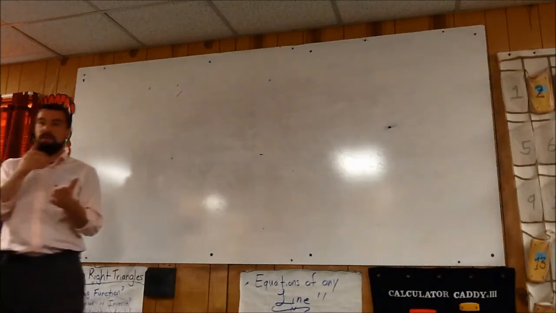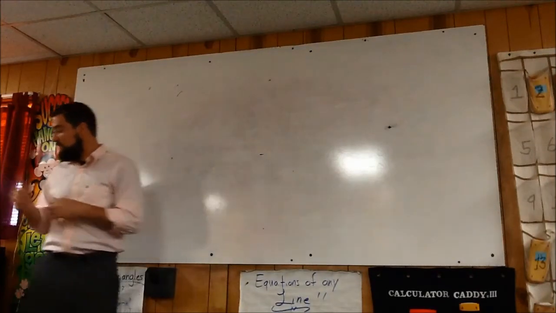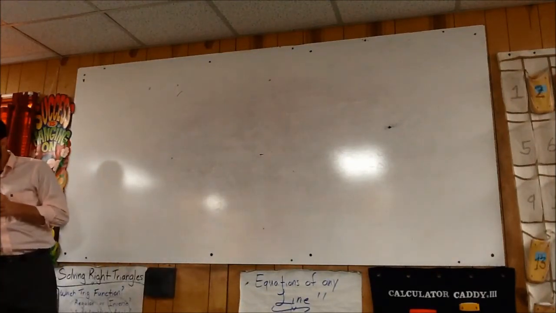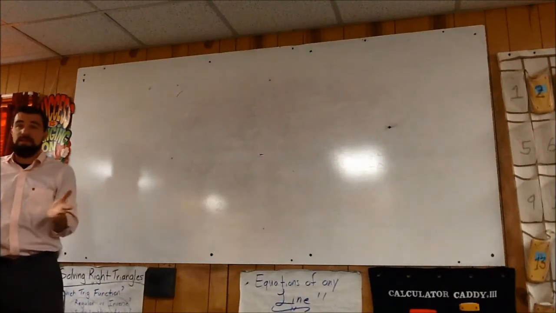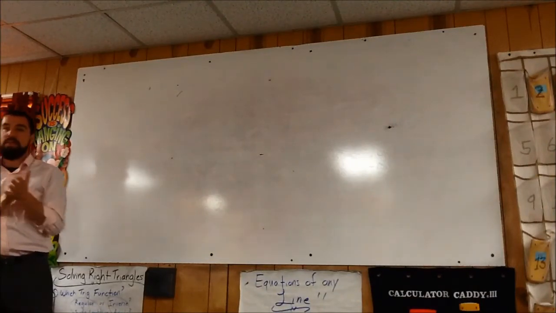A corollary is a statement that follows from a theorem. So there's two statements there, and whether they're conditional statements, it doesn't matter what form they're in. They are true statements that come from a theorem.